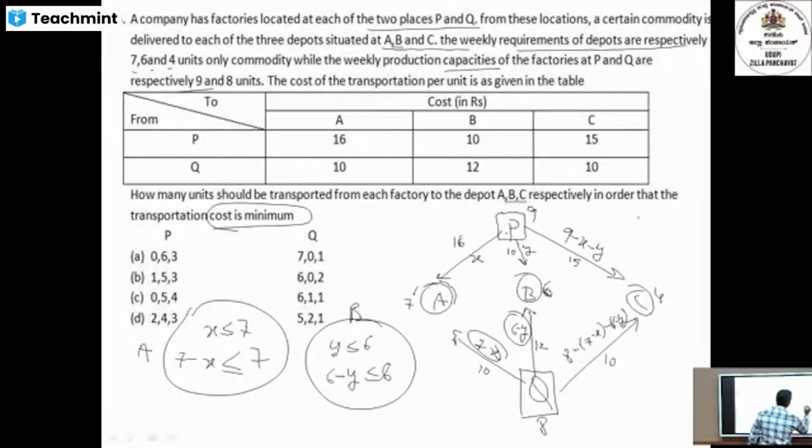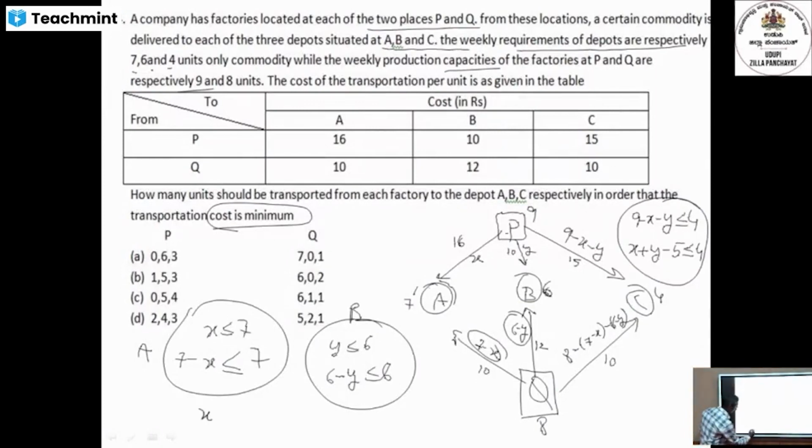You see that 9 minus x minus y should be less than or equal to 4. And for this one, if you solve, 8 minus 7 minus 6, so that is minus 13 plus x plus y. So x plus y, 8 minus 7, 1 minus 6 minus 7, minus 5 less than or equal to 4. So this is for the C. If you solve this, you will get x greater than or equal to 0, x less than or equal to 7.